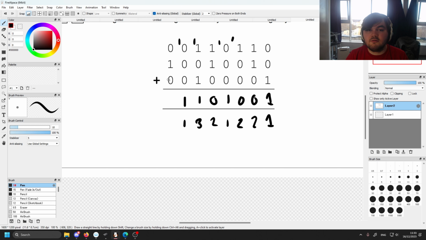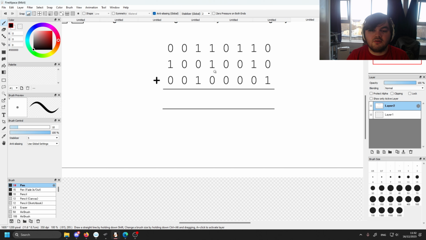That means the seventh digit is equal to 0 plus 0 plus 0 plus the carry bit, which is equal to 1. And finally, the 8th digit is equal to 0 plus 1 plus 0, so we write down a 1. Therefore, your answer should be 11101001. Please remember not to answer these questions in decimal or by converting to decimal, but again, I do recommend checking your answer by doing so.